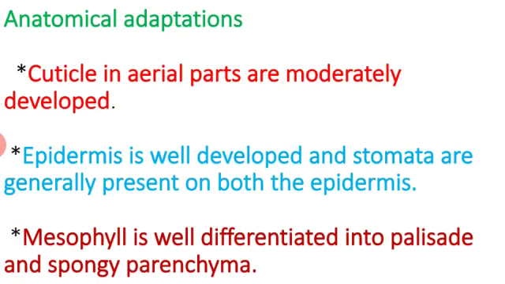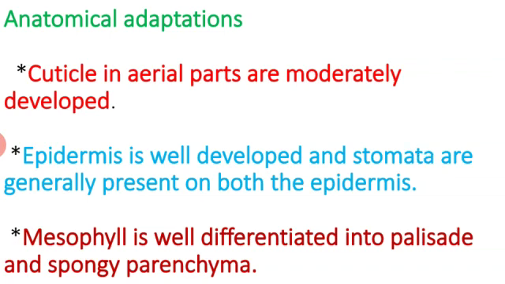Next, anatomical adaptation of mesophytes. Here anatomical means internal structures, tissues as well as arrangements of the plants. Here the cuticle is the outer layer present in the aerial part of the plant, and it is well developed. Next, the epidermis is well developed. Stomata are present on both the upper epidermis as well as the lower epidermis. So both the layers consist of stomata for the exchange of gases.